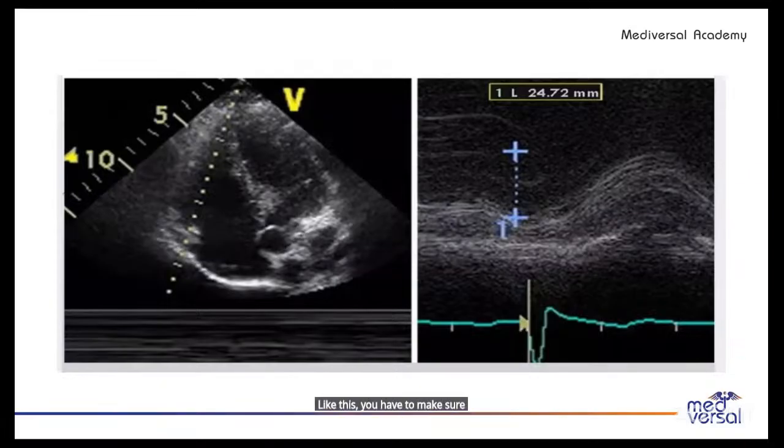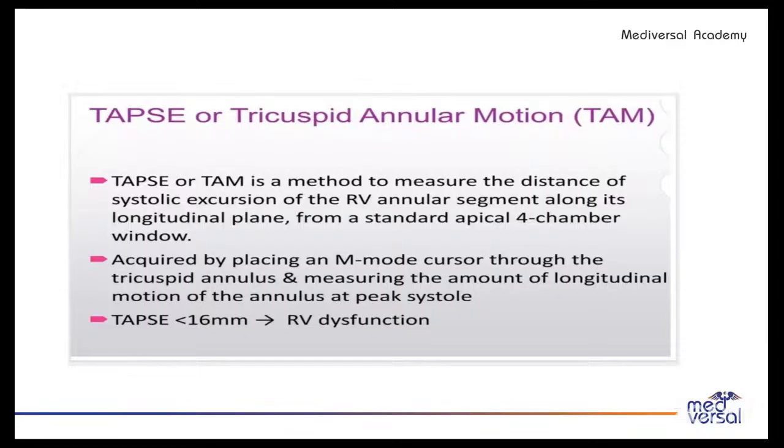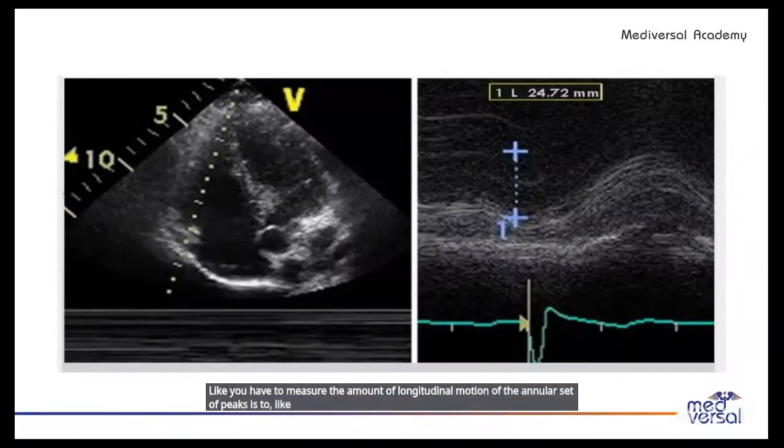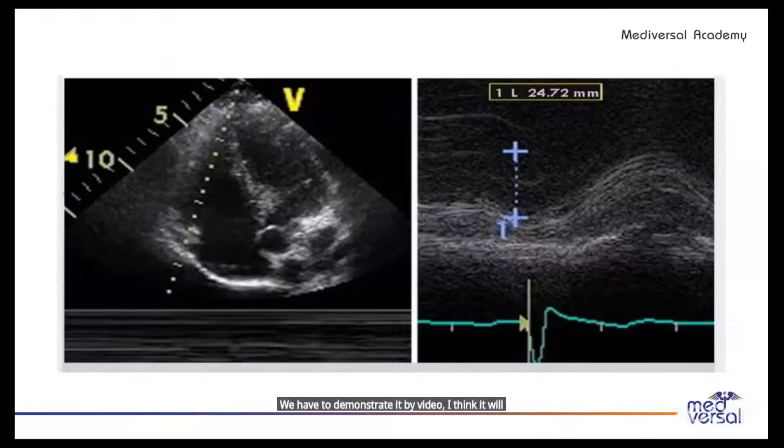How to explain it? You have to measure the amount of longitudinal motion of the annulus at the level of peak systole. I think you have to demonstrate it by video. I think it will be better for you to understand TAPSE.